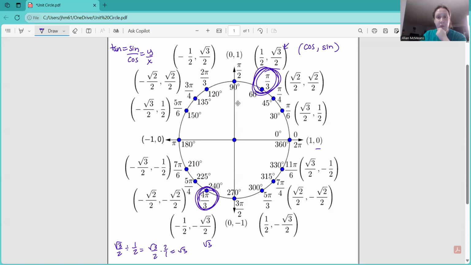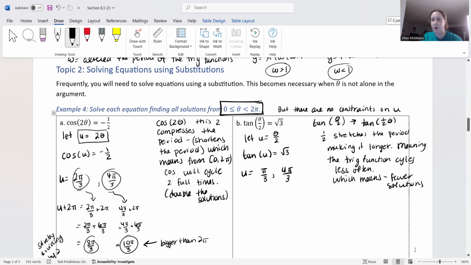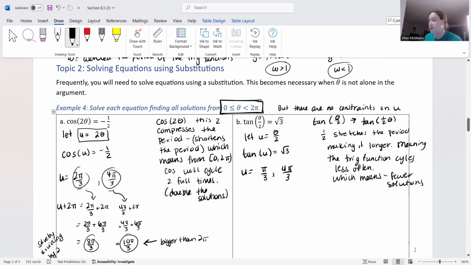Okay, so 4 pi over 3. Now, I don't need to add cycles. In part A, we had to add a full cycle of solutions because we had shortened our period, which is going to double the amount of cycles from 0 to 2 pi. I don't need to do that here. I don't even need as many solutions as I currently have. I need half as many solutions as I currently have. But let's go ahead and finish this process. I don't need to add cycles because I'm multiplying theta by something less than 1.